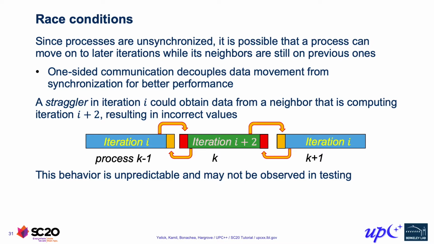With one-sided, if we don't need the synchronization, then we can avoid it. We can also amortize synchronization over multiple messages in some cases, and that comes into play in higher dimensional Jacobi computations. So what we want is to avoid having a straggler process so that we don't end up getting an incorrect value from our ghost cell exchange. And of course, this behavior is unpredictable. It may or may not be observed in testing, so it's relatively difficult to debug.